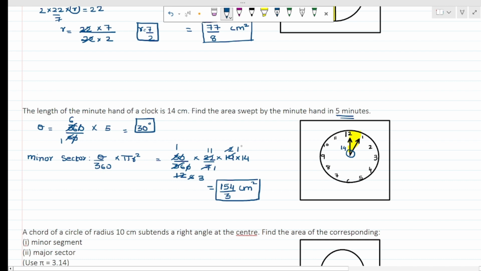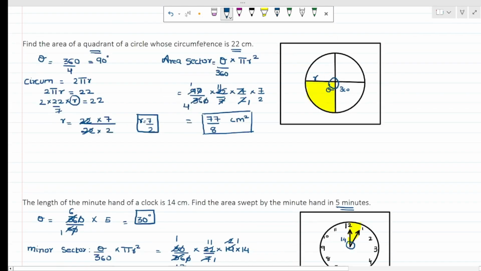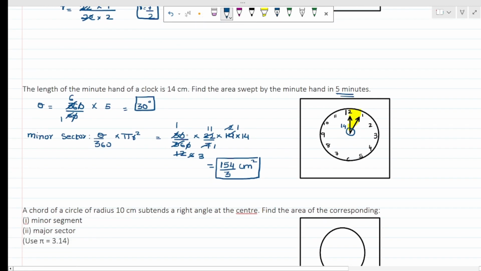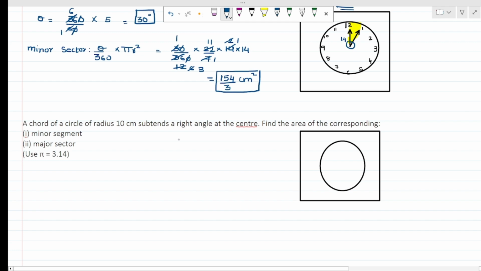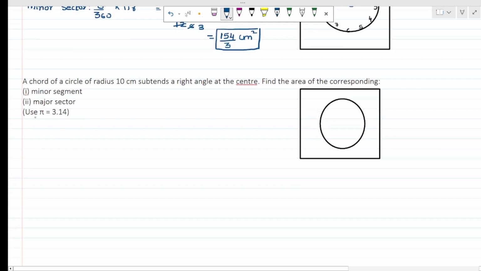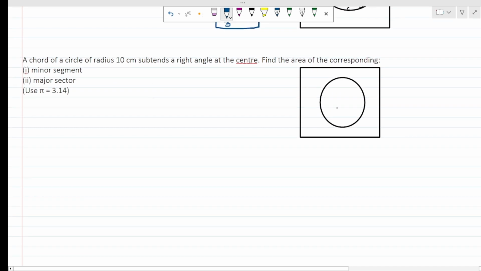Okay. First, we did a quadrant sum. Then, we did a simple minor sector sum. And last, we did a theta finding sum in which theta was not given. Come on to the next sum, which says the chord of a circle with radius 10 centimeter subtends right angle at the center. That means a chord of a circle.